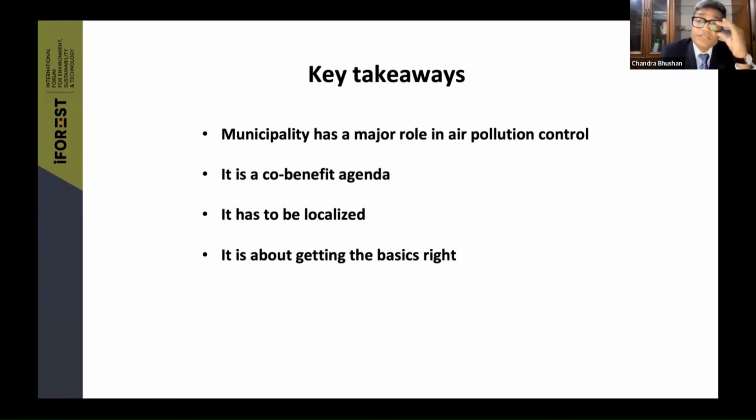Number 2, reducing air pollution is a co-benefit agenda. If you want to reduce waste burning, then your waste management system will improve. Your city is going to look clean and neat and happy. If you make people-friendly roads, your city is going to look beautiful, as Chandni Chowk looks like today. So acting on air pollution is going to benefit the city not only in reducing air pollution, but also in making the quality of life in the city better, by having better roads, by having a better waste management system, by beautifying the city. So it is a co-benefit agenda.